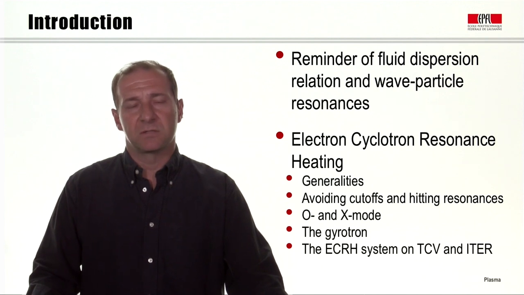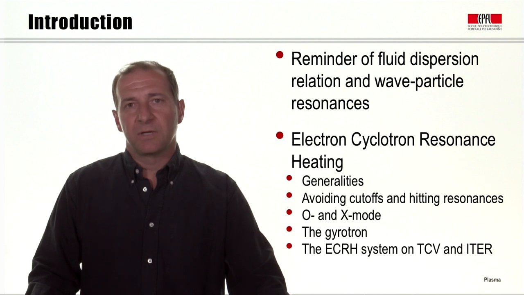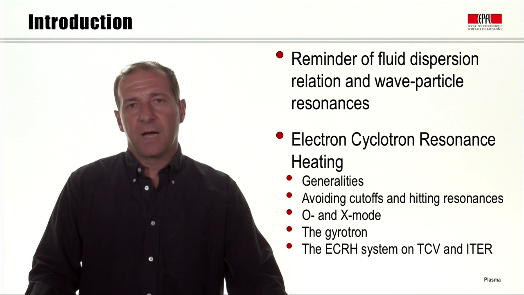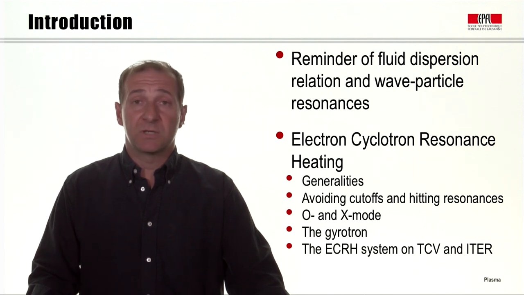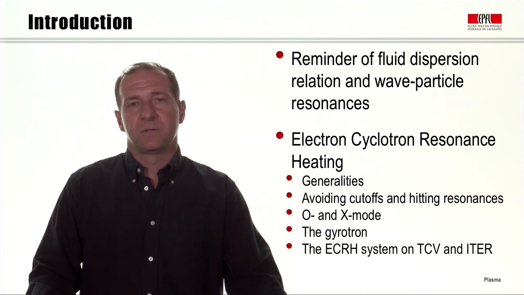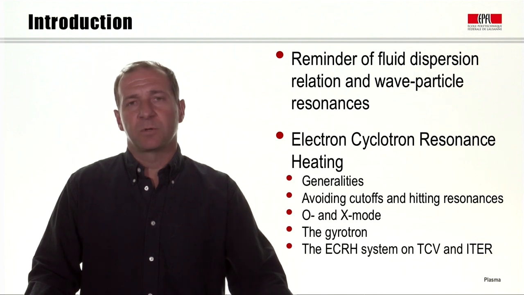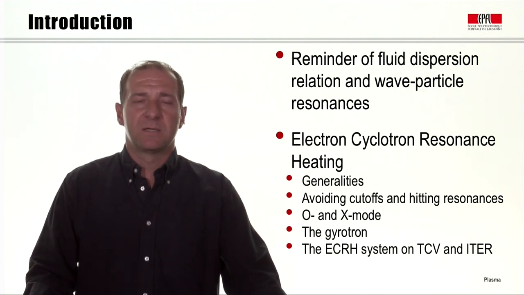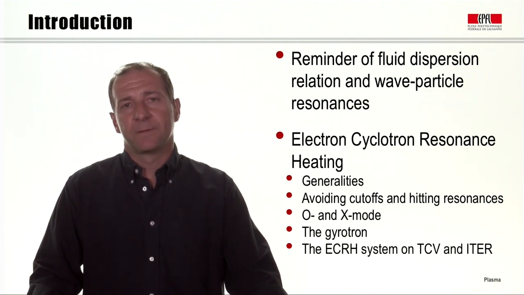cyclotron resonance heating system. We will see at some degree of detail what are the physical mechanisms that are behind it, how we can avoid the reflection layers for the wave in the plasma that we refer to as cutoffs, in order to reach the absorption layers in the plasma that we refer to as resonances, and how we can use the two polarizations that characterize the perpendicular propagation of the wave in the plasma in order to do that, the ordinary and the extraordinary mode.